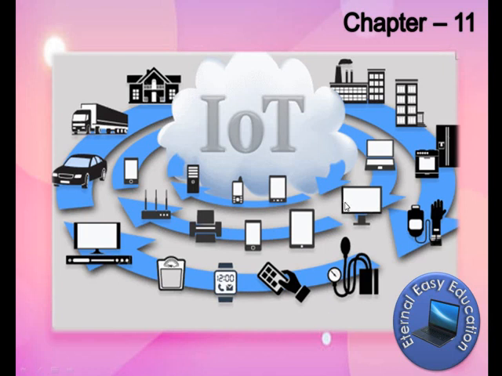It's a pictorial representation of Internet of Things. Where are the places the Internet is used? Nowadays, no device is left over. It is used in all the places.